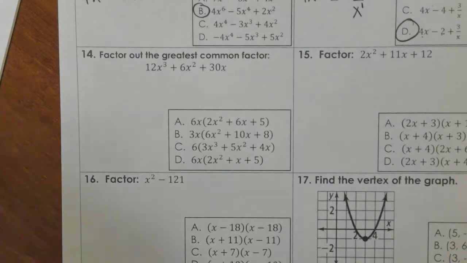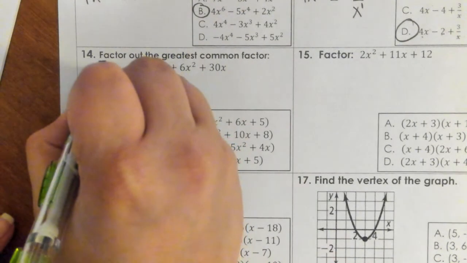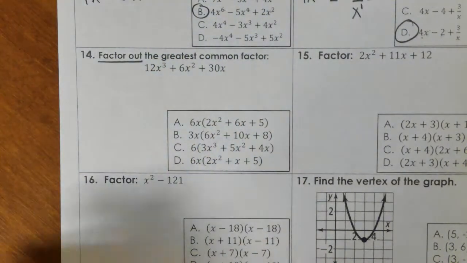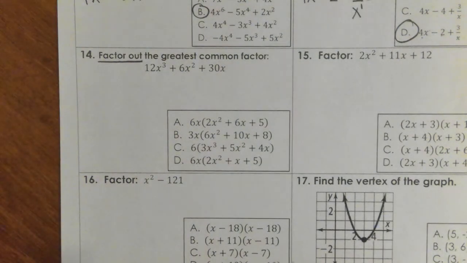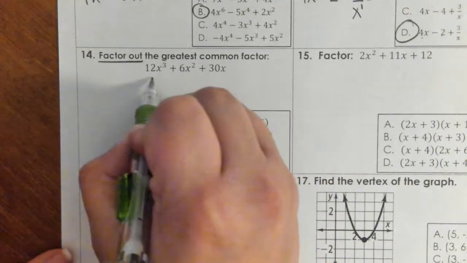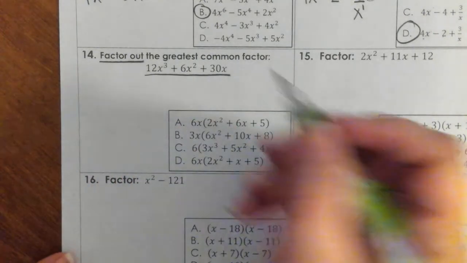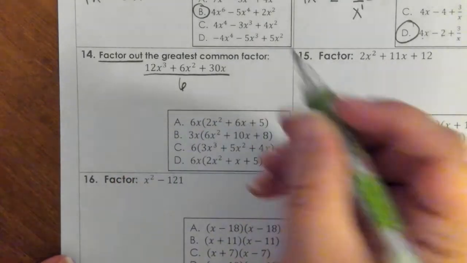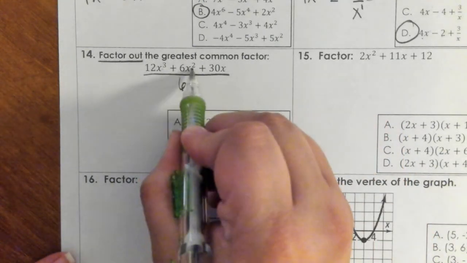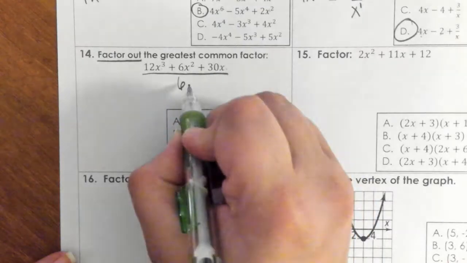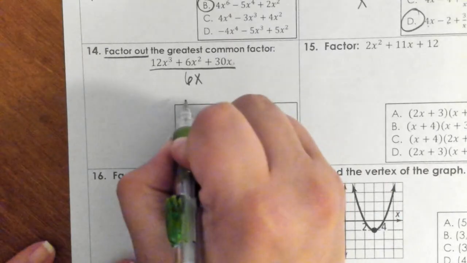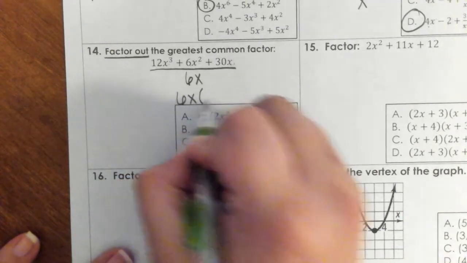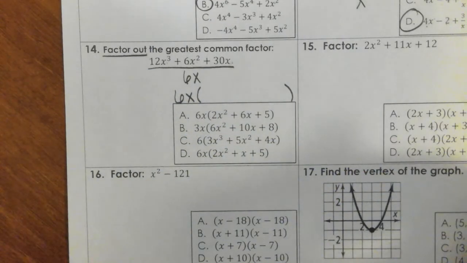Okay, number 14. Greatest common factor, it says that we need to factor that out. So to factor that out, I need to know what number divides into 12, 6, and 30. So in this case, the biggest number would be 6. And then if all of these terms have an x, which they do, we take the smallest x. So that's just x. So your answer is written as 6x and then parentheses, and we divide and we subtract.